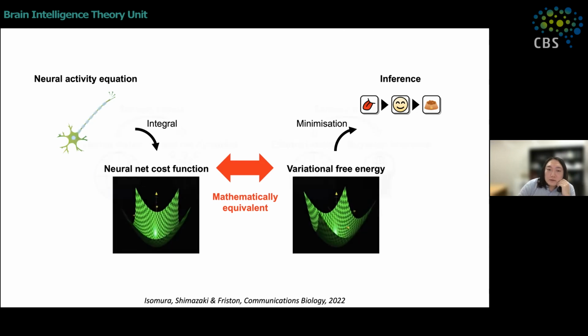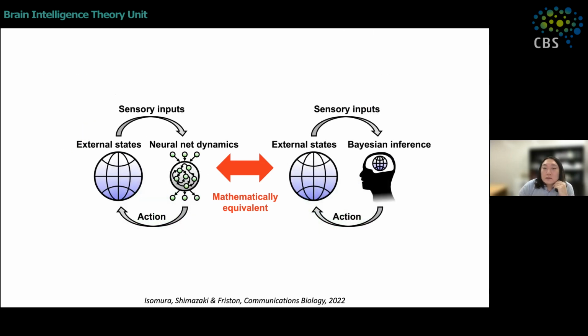So in other words, the equivalence indicates that for any neural network interacting with the external world, we can consider the interpretation of that dynamics in terms of Bayesian inference. So in short, we show that any neural network that minimizes a cost function follows the free energy principle.